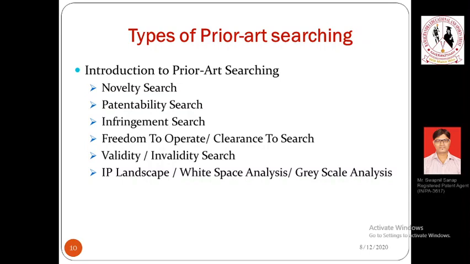There is no confusion on that part, because novelty and patentability searches are to be performed before the filing of a patent application. Infringement search and freedom to operate search are performed to check whether your patent application or your product is copying any existing patent or not. Whereas validity and invalidity searches are used to decide whether my patent invention can be cancelled in future or not.